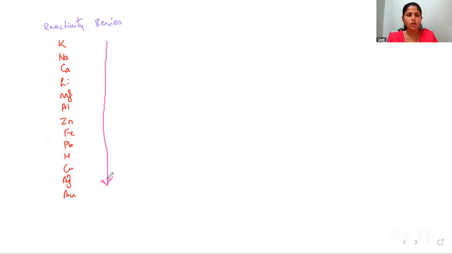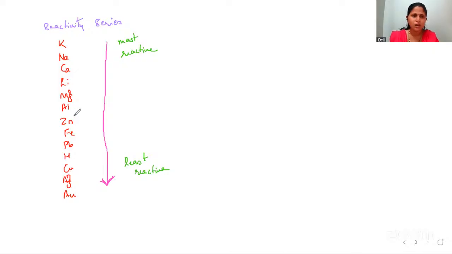What does this arrow mark indicate? It indicates that the elements which are at the top of the series are most reactive. As you move from top to bottom, the reactivity goes on decreasing. The elements at the bottom of the series are least reactive. So using this, you can say who is more reactive.